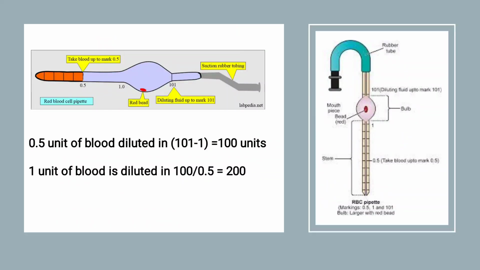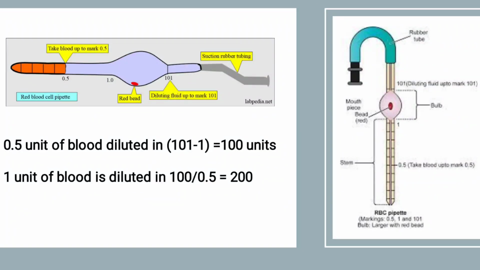Okay, so the dilution factor in case of RBC is 200. How can we get it? We get it from the RBC pipette. If you look at the markings of the RBC pipette, they are 0.5, 1 and 101. And it is to be noted that these markings 0.5, 1 and 101 have no standard units. They don't have any units like cubic millimeter. They just indicate relative volumes. So you have to say the markings are 0.5 unit, 1 unit and 101 unit.